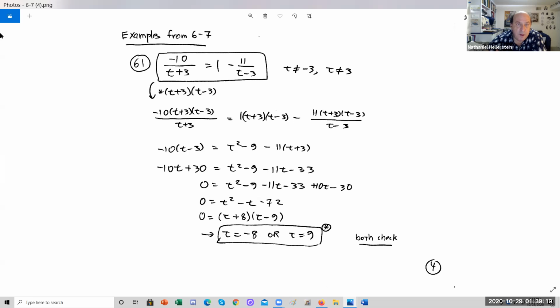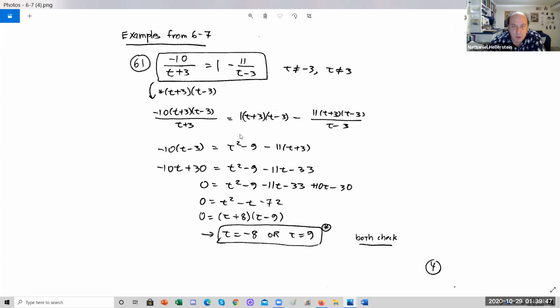Here we have negative 10 over t plus 3 equals 1 minus 11 over t minus 3. So t can't be negative 3, and it can't be positive 3, because then we'd be dividing by 0. We multiply throughout by their product. Negative 10 times (t plus 3)(t minus 3) over t plus 3 equals 1 times (t minus 3)(t plus 3), minus 11 times (t plus 3)(t minus 3) over t minus 3.